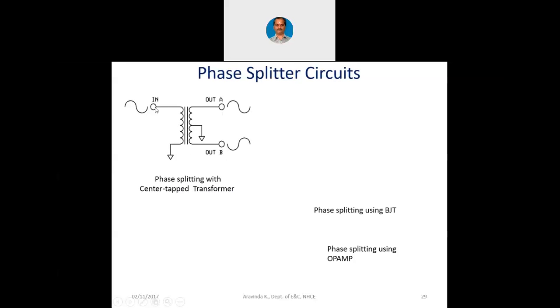With respect to ground, when there is a positive cycle, at the upper terminal you will get the positive cycle only, but at the lower terminal you will get the negative cycle, because the coils are in the opposite direction with respect to ground. The turns in the secondary of the transformer are in opposite directions with respect to ground because ground is at the center tap. Due to which you will have two signals at the output of this transformer which are 180 degrees out of phase. Now both of these can be utilized for driving those two switches. This is one phase splitting type.